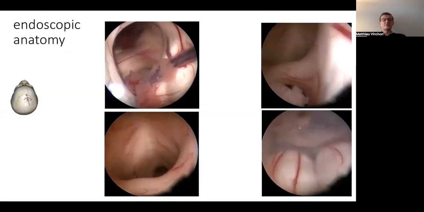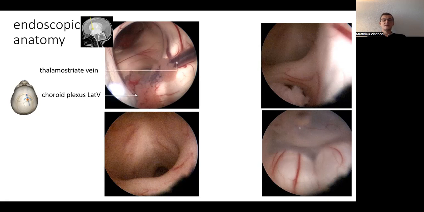So what happens when you are inside the ventricle? You see first the foramen of Monro, where you have the different anatomical landmarks. You have the choroid plexus of the lateral ventricle, which leads you to the foramen if you are too far posteriorly. You have the thalamostriate vein, which is an excellent landmark, an anatomical constant. You have the septal vein, which is more variable and may be not so obvious, like here.